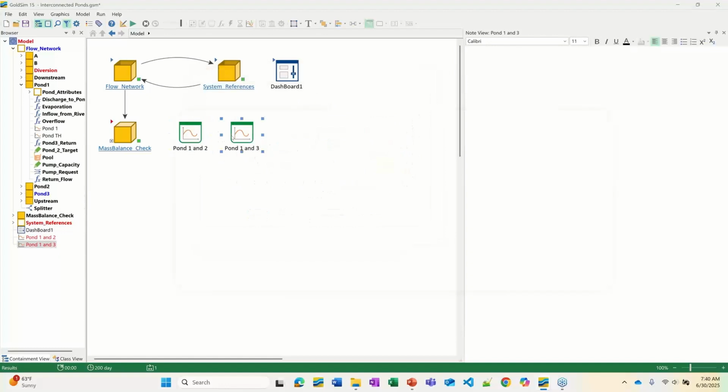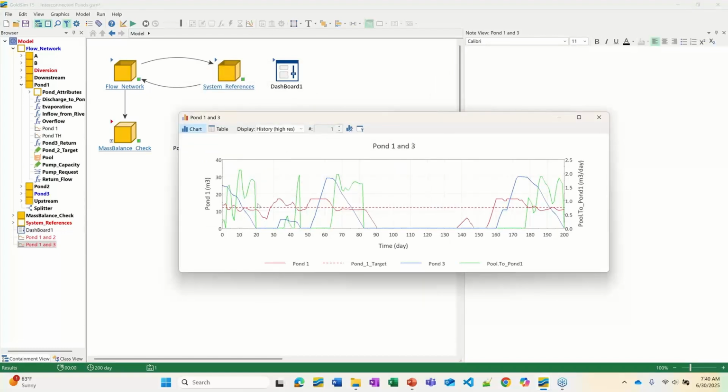Okay, so the same thing could be said about pond 3. It's a similar type of thing where pond 1 is going up and down. You can see when pond 1 is below its target, that's when we are sending water over to pond 1.